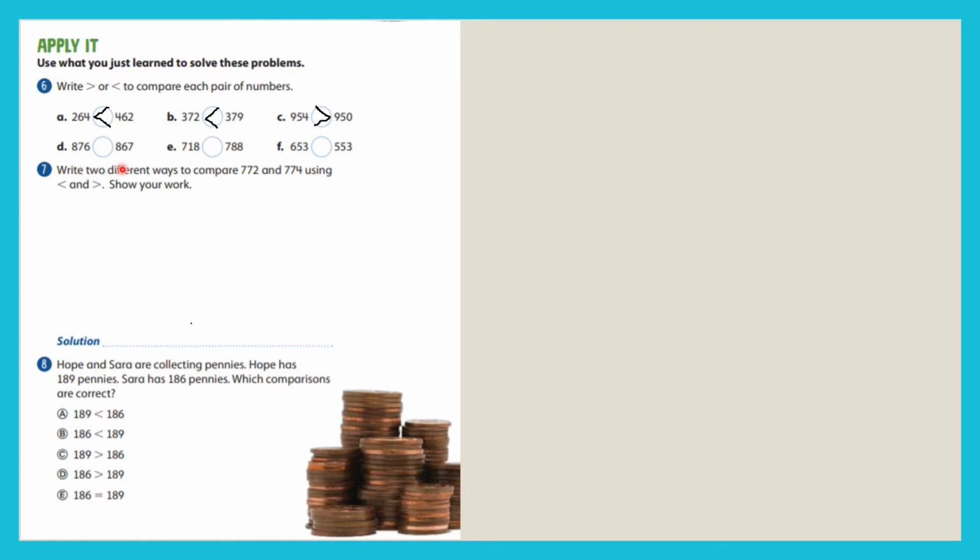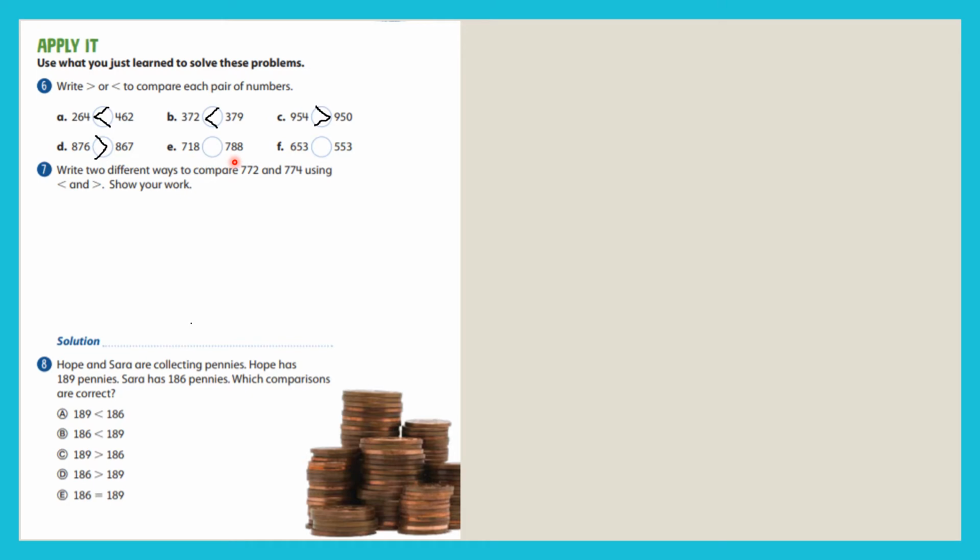876 and 867. I look at the hundreds. They both have 800. I look at the tens. 7 tens, 6 tens. I know that 7 tens is greater than 6 tens. My alligator mouth must be open to the bigger number. So 876 is greater than 867. Let's look at the next one.